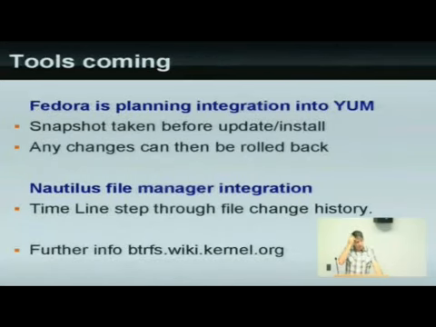There's some neat little features that they're planning to bring along. Fedora apparently is planning to integrate it into Yum. So the idea would be that if you're going to do an upgrade of your operating system, it would take a snapshot before it does the upgrade, does the install, and then at any point, if something goes wrong, you can roll back to the previous snapshot. So upgrades become rollbackable, for want of a better word.